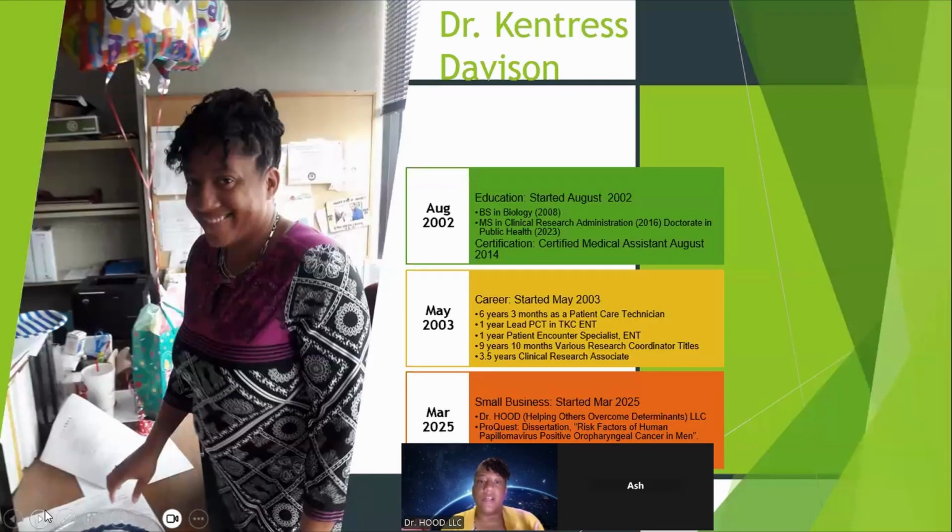Okay, just a little introduction about myself. I hold 3 degrees: one in biology, a master's in clinical research administration, and my doctorate in public health. I'm also a certified medical assistant. I started my career as a patient care tech in a local hospital, did approximately 6 years, 3 months, and then I went into the clinic and did lead patient care tech for ENT. Then I transitioned out of patient care for 1 year to be a patient encounter specialist, same department. Then I did almost 10 years as a study coordinator, endocrinology and diabetes clinical research unit.